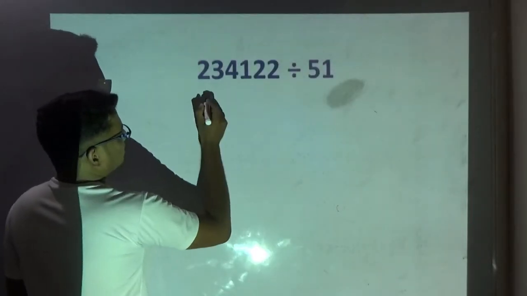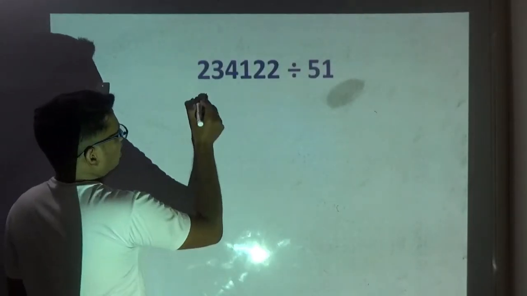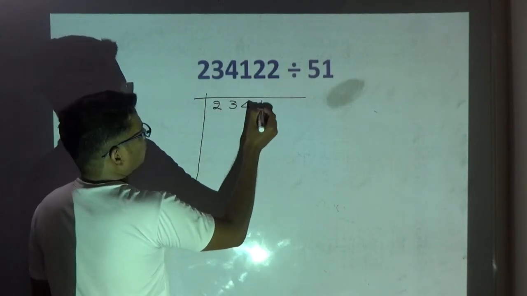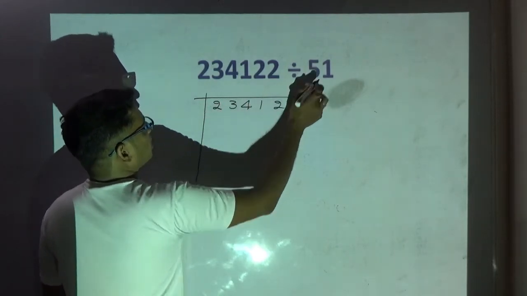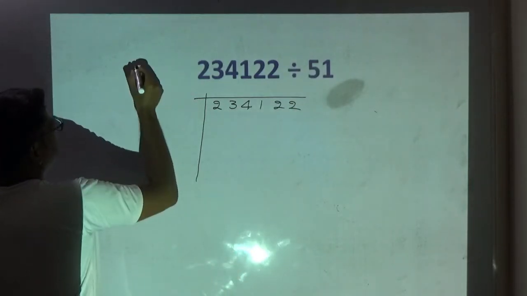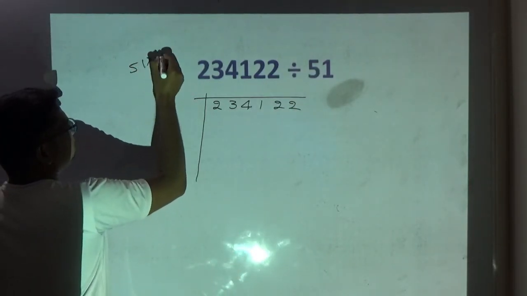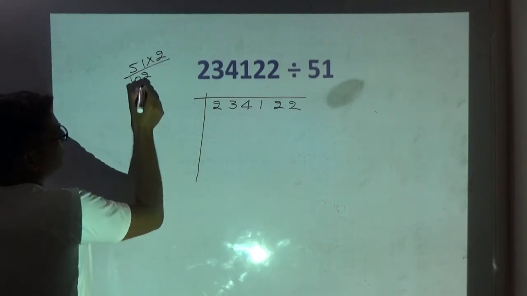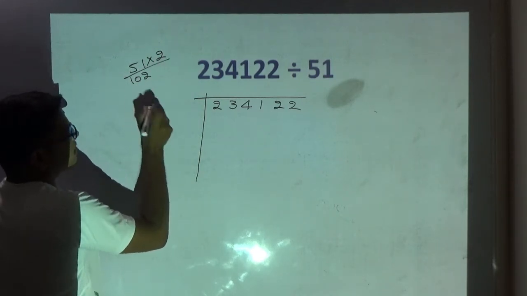I am dividing this number by 51. What is the number? 234122. Now 51 is not near to 100. So how to make it near 100? You multiply by 2. It will become what? 102. Now the base is what? 100. This is above base.